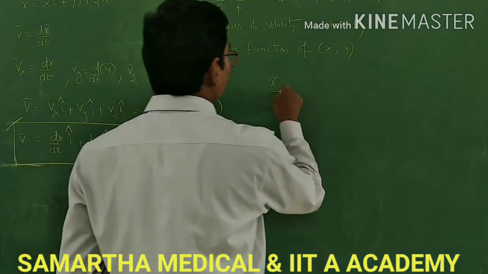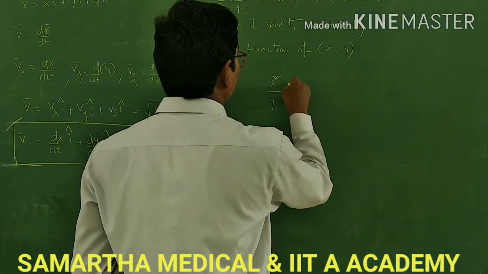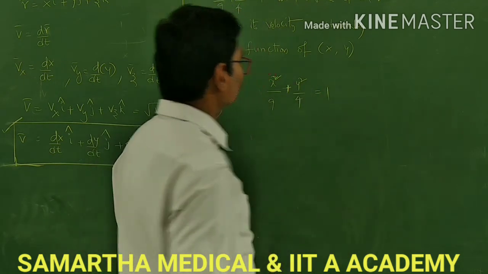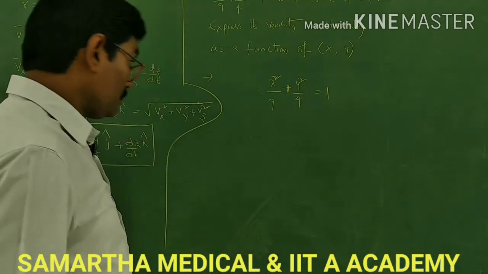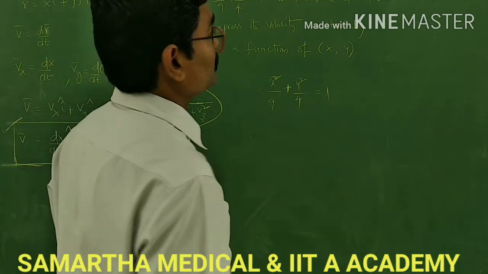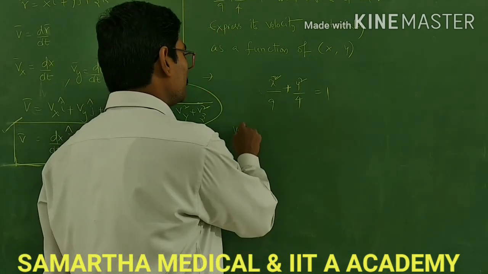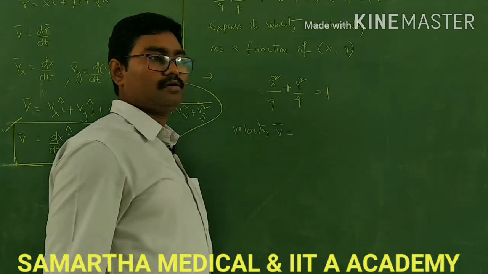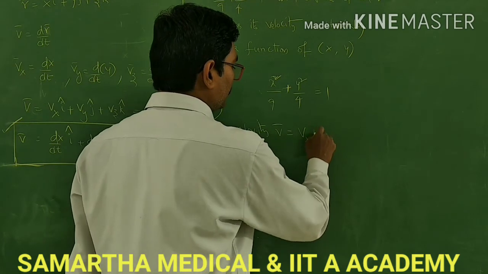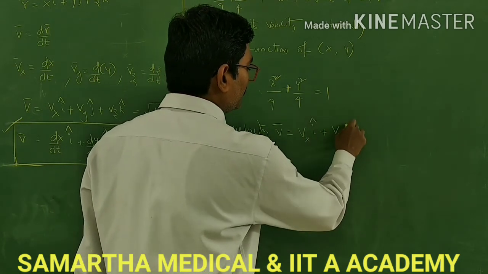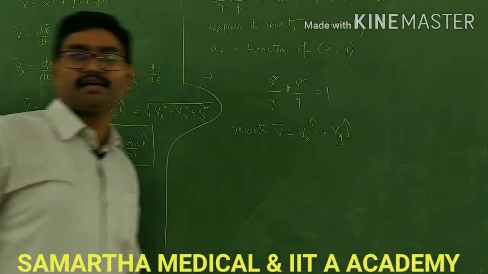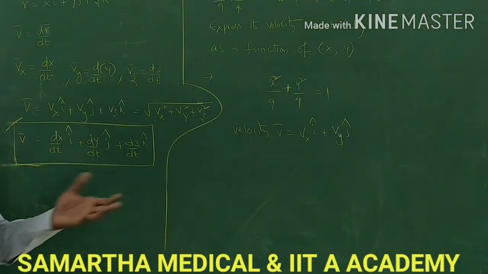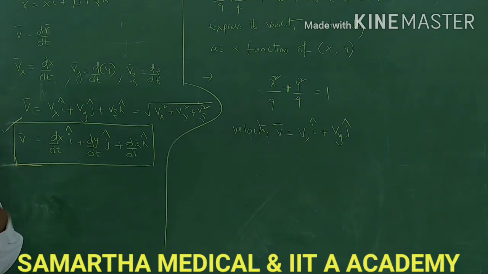So x square by 9 plus y square by 4 equal to 1. Now what I need is the velocity. So velocity v bar is nothing but you can write vx i cap plus vy j cap. I don't know what vx and vy are, I need to find them.